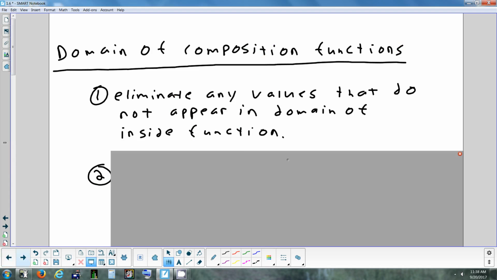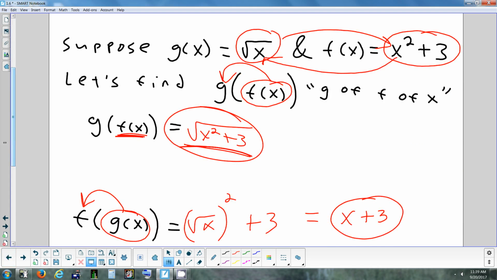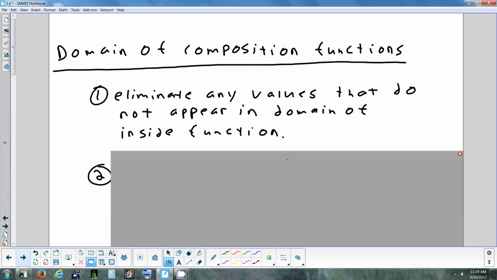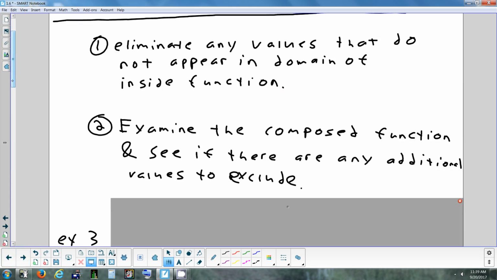All right, step 2, after you've eliminated values that are not in the inside function, now look at the final answer. Are there any values you're not allowed to use in the final answer? Okay, so look at the composed function and see if there are any additional values you need to exclude. And now write your domain, excluding anything from step 1 and step 2.